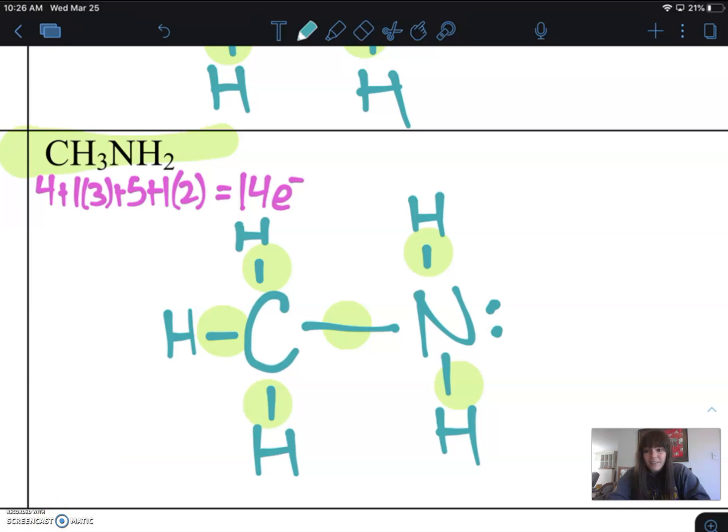And so that is the harder end of Lewis dot diagrams for covalent compounds. It's really just learning how to read through different molecules and what it means.